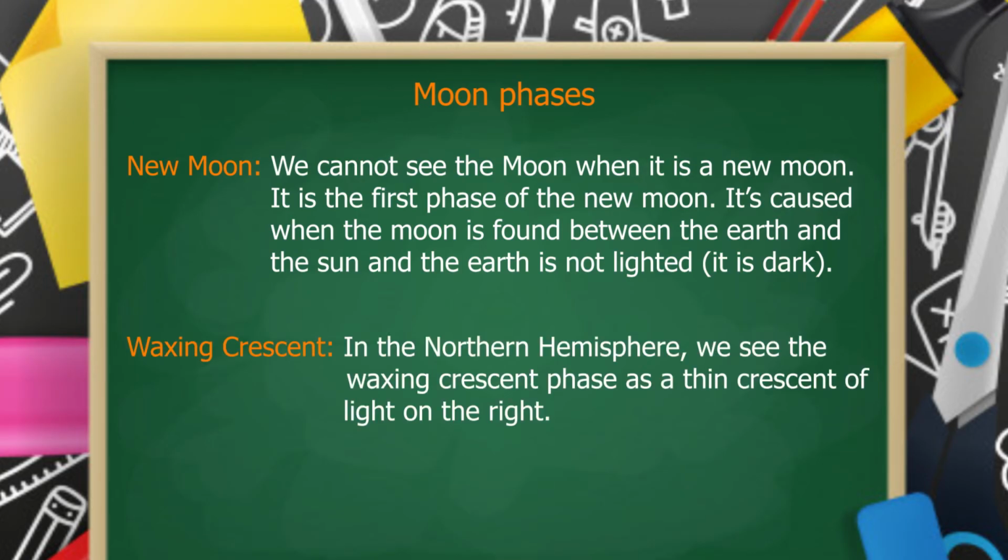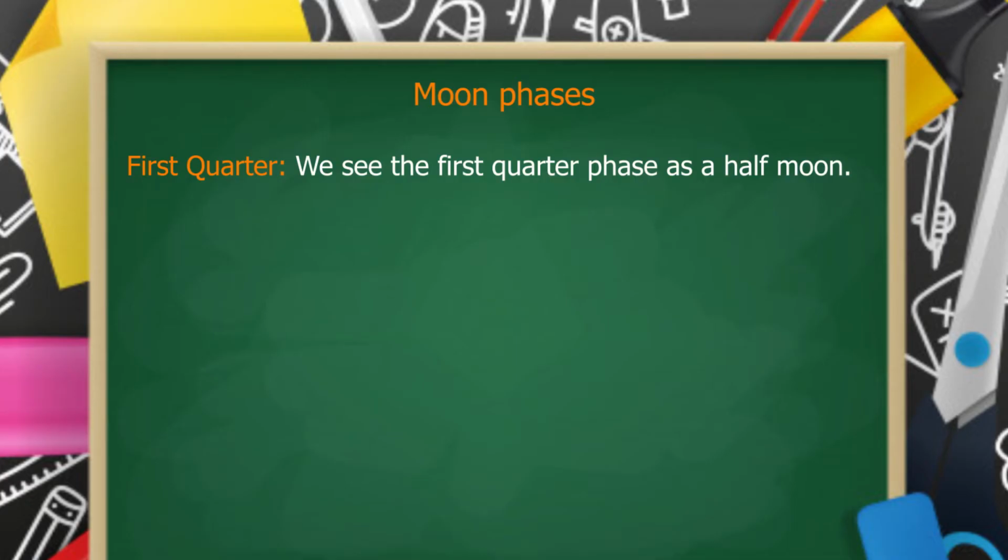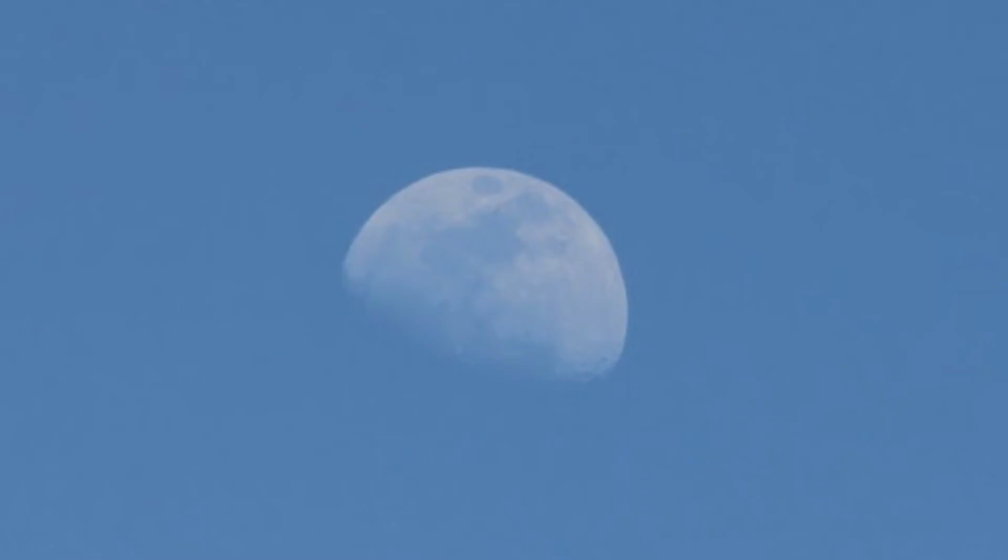Then we have the waxing crescent. Now, in some parts of the world, like the northern hemisphere, the waxing crescent can be seen as a thin crescent of light on the right. And then on the first quarter, we see the first quarter phase as a half moon.